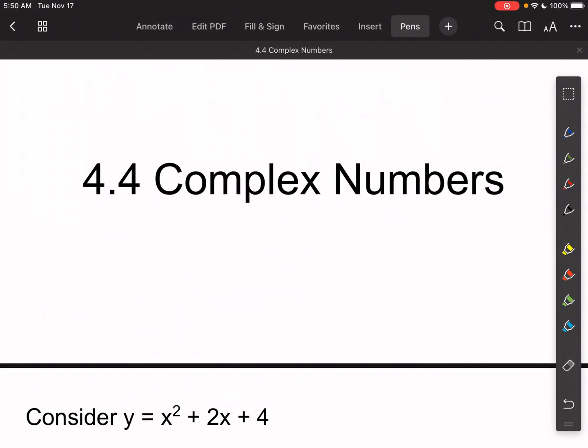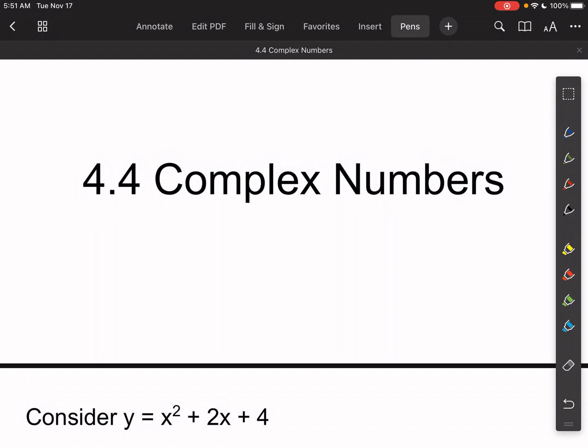All right, Algebra 2. Today we're going to talk about 4.4, complex numbers. This is a combination of imaginary numbers mixed with real numbers. So when you combine those, you get complex numbers. All right, so today's lesson is really on imaginary numbers.